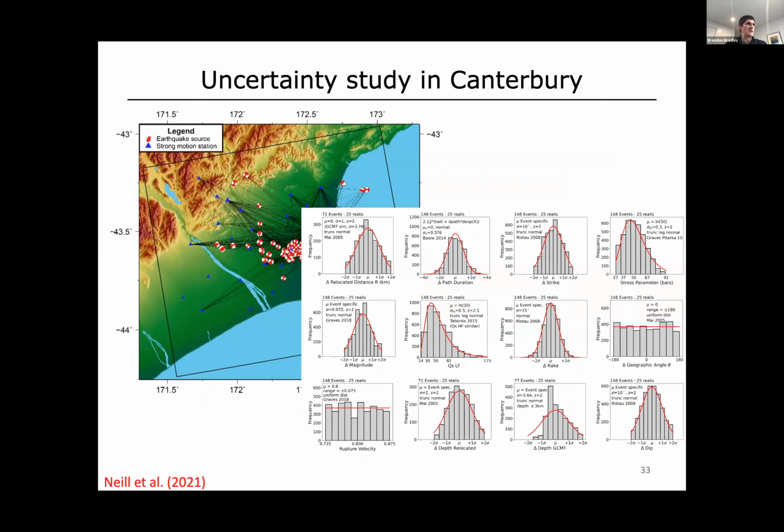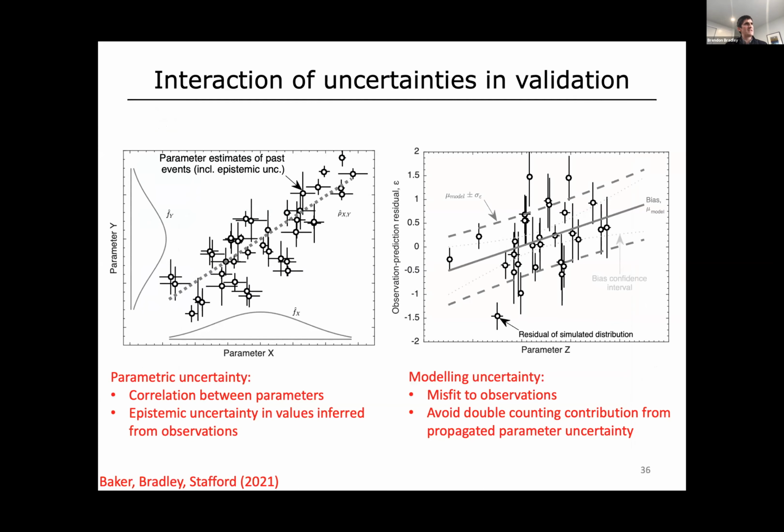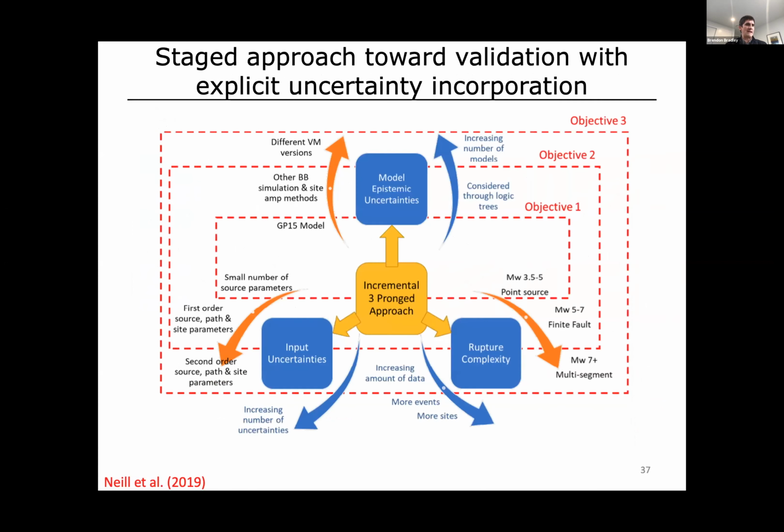So we've performed some initial work looking at several different parameters that are varied and getting estimates of total residual. And in a nutshell, we find that with 12 different parameters, we have an uncertainty that's about 1.5 times too small relative to the misfit in the model. There's many challenges associated with these ground motion uncertainties in terms of parametric versus modeling uncertainty and aleatory and epistemic components. And we really need a staged approach by which we start with simple cases, particularly small magnitude events where the number of uncertainties that are important is not that many, and slowly progress out towards larger magnitude events and finally multi-segment events.